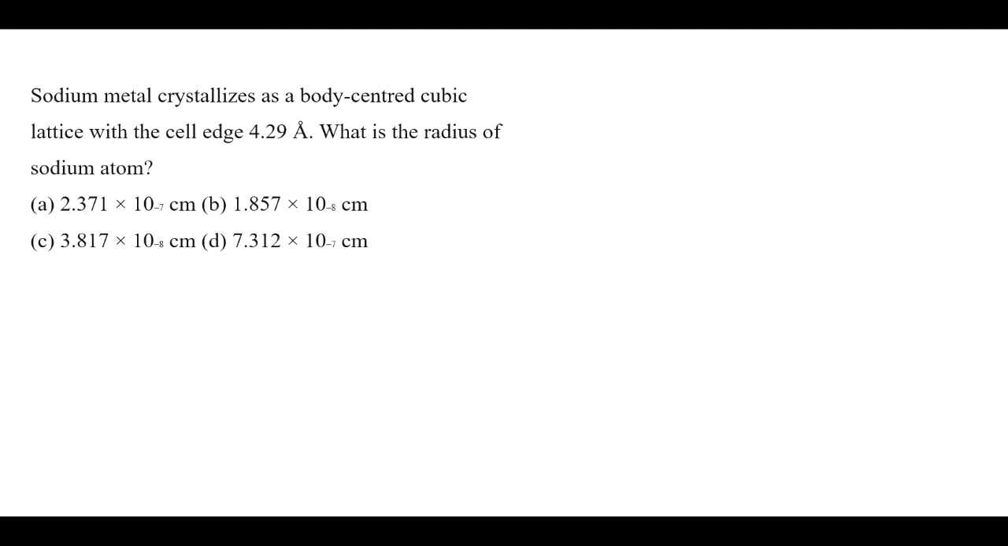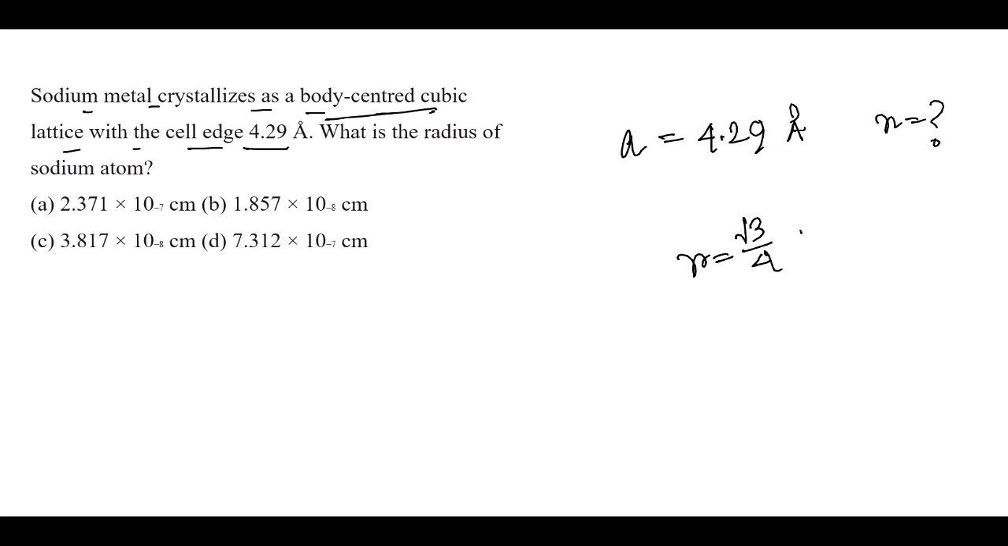Next, we can have radius and edge length related numericals. Sodium metal crystallizes as a body-centered cubic lattice with a cell edge of 4.29 angstrom. What is the radius? First, we need to know the radius and edge length relationship. In case of body-centered cubic lattice, R is equal to root 3 by 4 a. Another thing we need to see is the unit. Here the unit is angstrom. 1 angstrom is equal to 10 to the power minus 10 meter, that is equal to 10 to the power minus 8 centimeter.